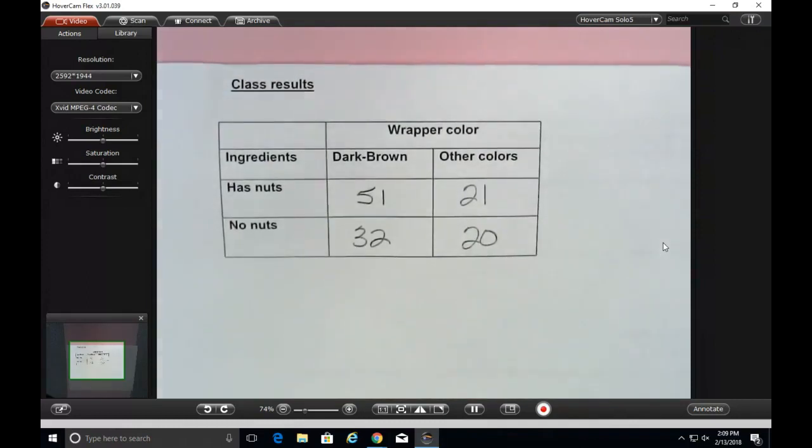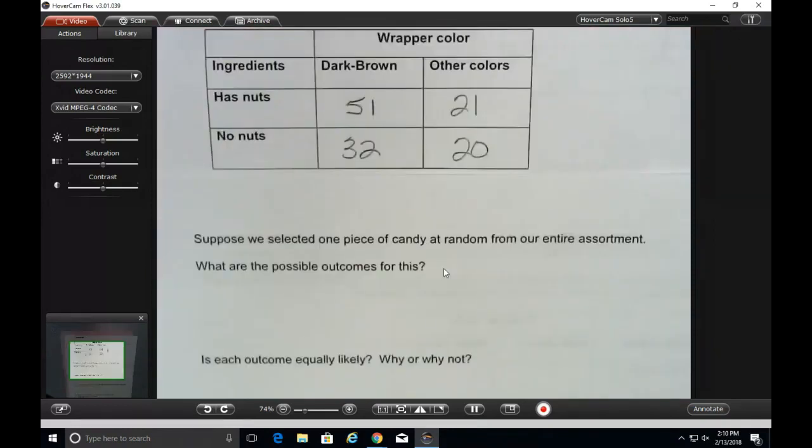And what we're going to do is look at some things to do with probabilities using some of these numbers. Let's say that we took all of the candy that we had and we just selected one piece at random from the entire assortment of candy that we had. If we just picked out one piece at random, we can think about the different possible outcomes. So we could either put this in terms of the name of the candy, like Twix or peanut M&Ms or whatever, or we could think about the color of the wrapper and whether it has nuts or not, the things that we looked at when we were counting them.